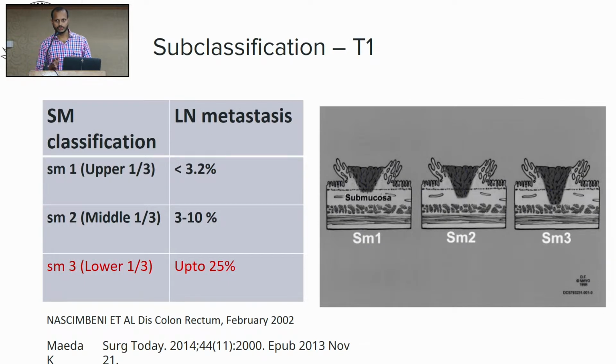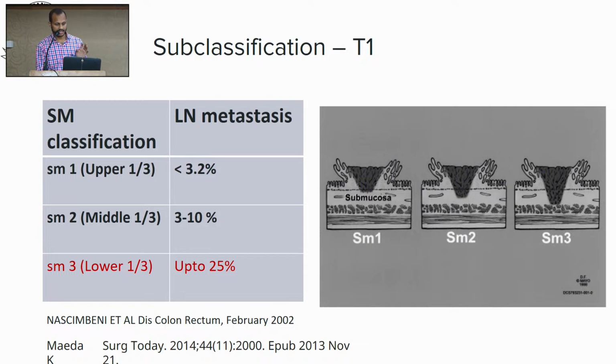So for those who do transanal excision or transanal minimally invasive surgery, just knowing whether it is T1 is not enough. You have to further subclassify T1 into SM1, SM2, SM3, which is simple to understand. SM1 means the first one-third of the submucosa is involved. SM2, the second one-third of the submucosa is invaded by the disease, and SM3 is the last third of the submucosa invaded.